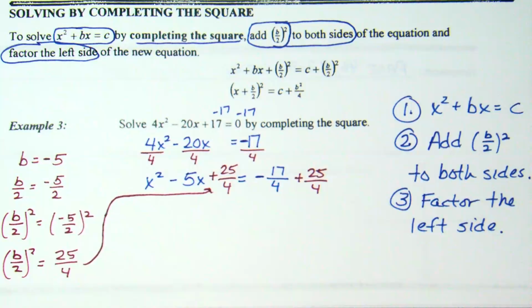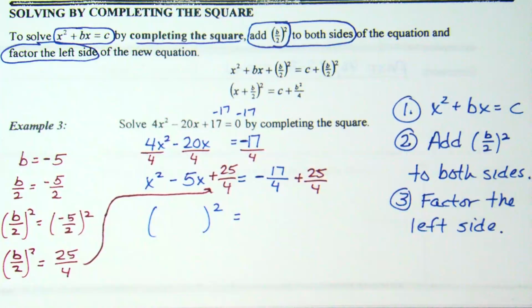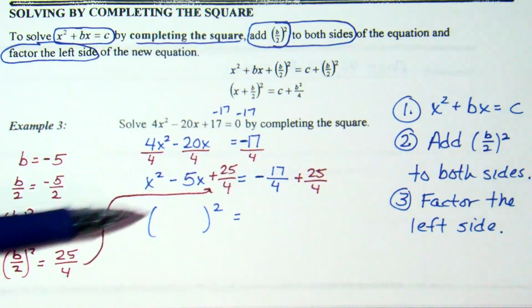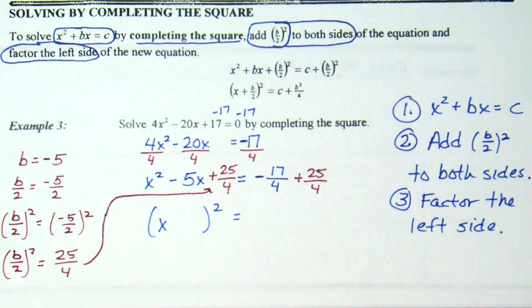Okay, so step 3 is to factor the left side. When we factor that left side, it's going to look like the left side of the problem up above, where we're looking for parentheses squared. The idea of completing the square is that this is now set. That left side is going to go to a set of parentheses squared. Now, that means this is a perfect square trinomial. First term, what is the square root of x squared? X. That's your first piece in the parentheses.